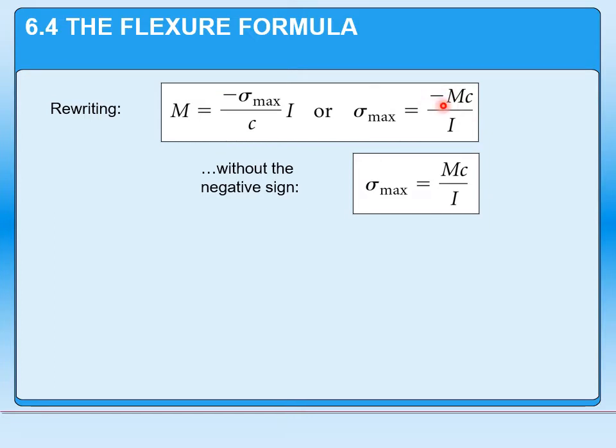If we take into consideration the fact that we already know that the maximum compression load is going to be at the top surface and the maximum tensile load will be at the bottom surface, we can eliminate that negative sign and we just show that sigma max is going to be equal to Mc divided by I. Of course, this is just the magnitude, and the sign, whether it's positive or negative, compression or tension, is something you would need to take into consideration.